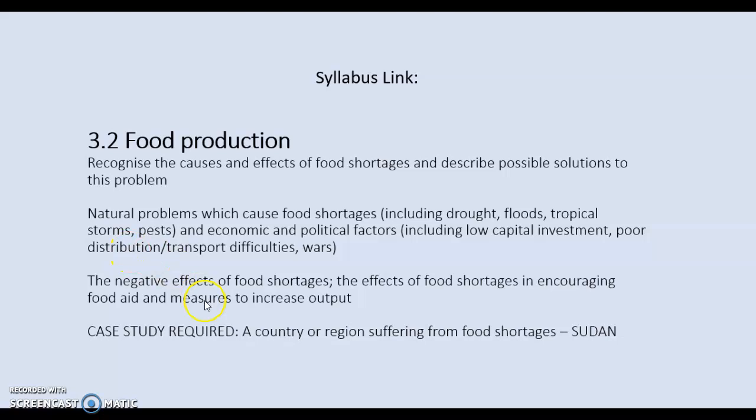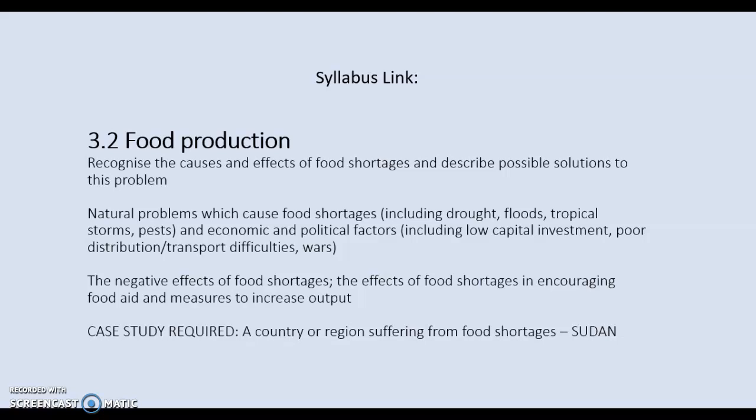So it says you need to recognise the causes and effects of food shortages and describe possible solutions to the problem. Look at natural problems which cause food shortages, including drought, floods, tropical storms and pests, and economic and political factors, including low capital investment, poor distribution, transport difficulties and wars, which should be ringing some bells with you from the stuff you did on Seneca on Sunday.